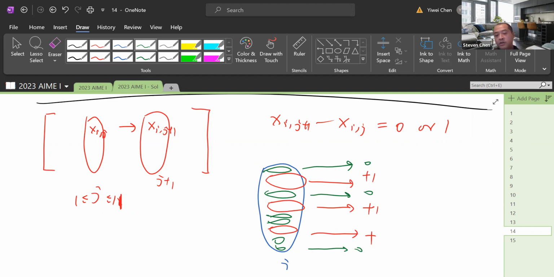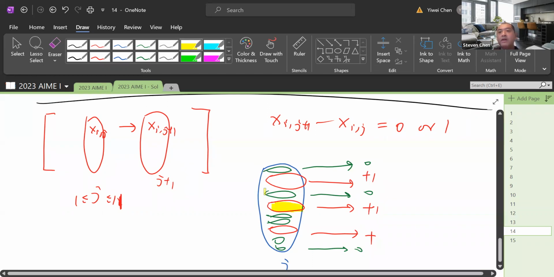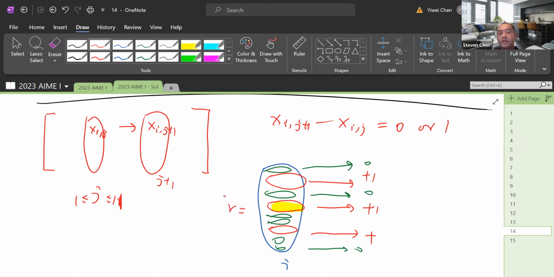So let's look at those red entries. We can compute the remainder of every red entry divided by 12, right? And among those remainders, let's pick the entry that has the largest remainder. For example, let's say it's this yellow one that has the largest remainder. Let me give a numerical illustration. Say the remainder is equal to 7. Okay, so it means that the remainders of the other red entries divided by 12 are less than 7.